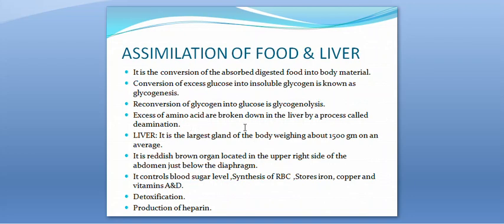Excess of amino acids are broken down in the liver by a process called deamination. Now, what is liver? Liver is the largest gland of the body, weighing about 1500 grams on an average. It is a reddish brown organ located in the upper right side of the abdomen, just below the diaphragm.